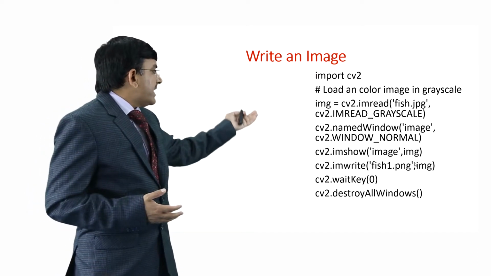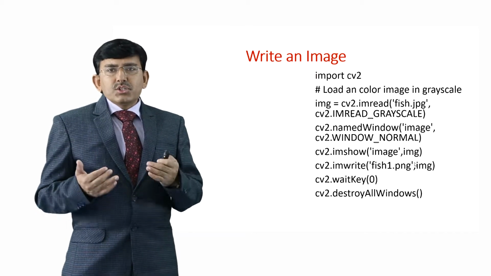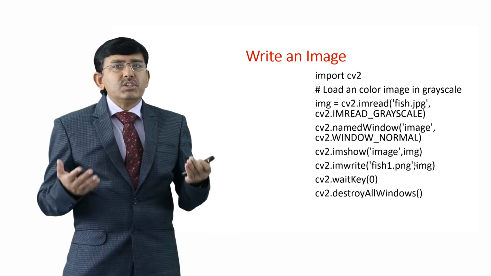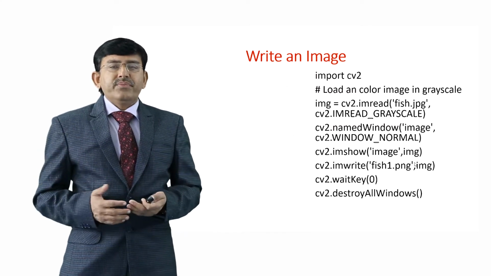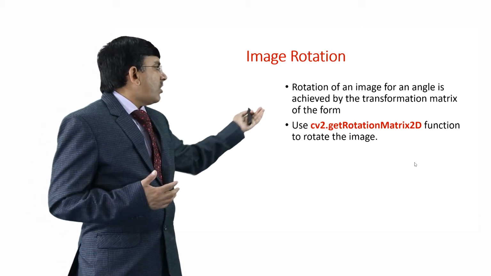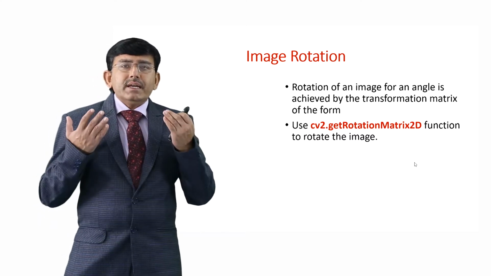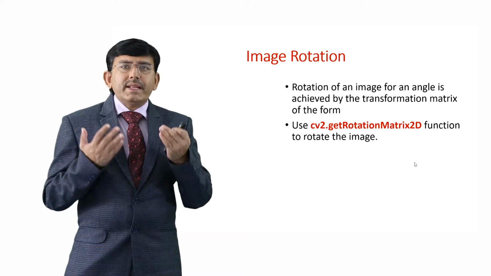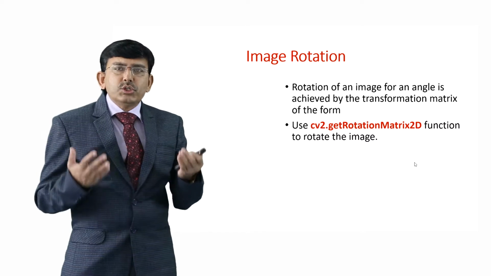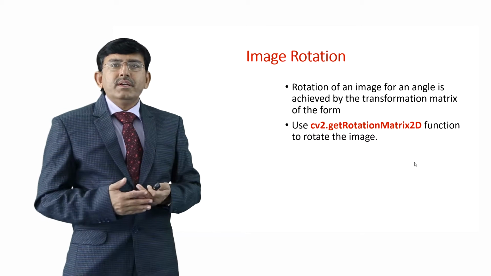So this group of statements gives the information of how to read, show, modify and write the modified version of the image on a permanent storage device. Then we will see various other transformations we can perform on the image. The first one is rotation, which is used to rotate an image by a certain angle, which is achieved by a transformation matrix of a particular form.